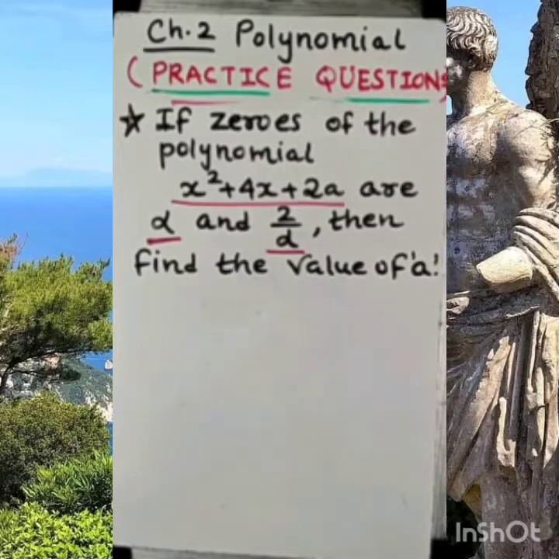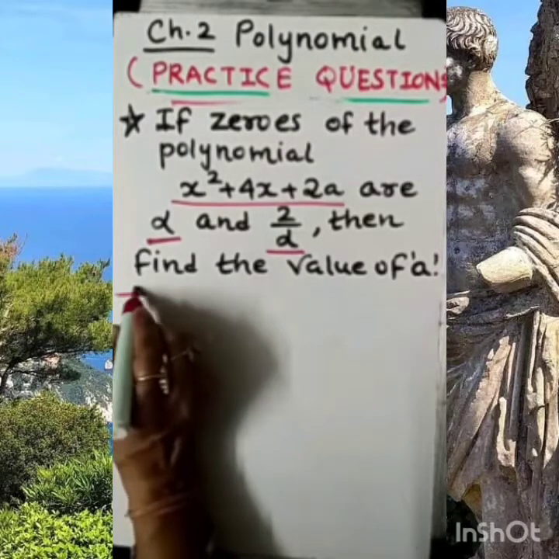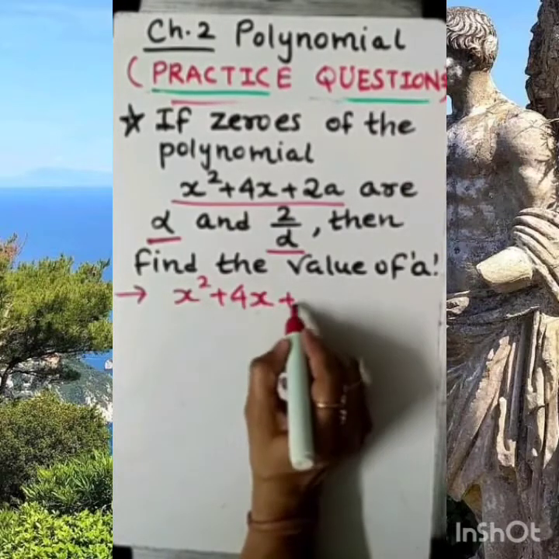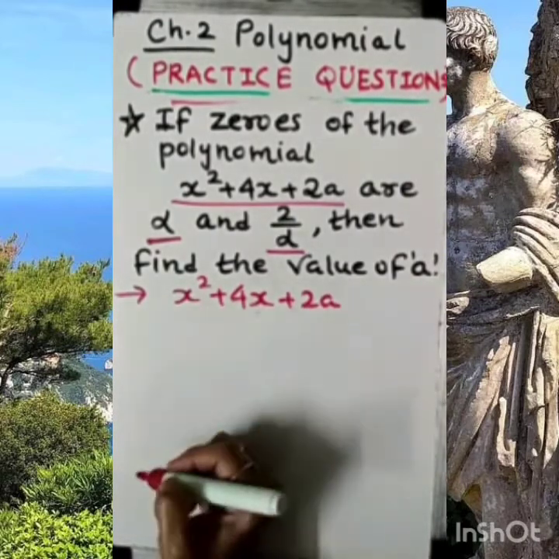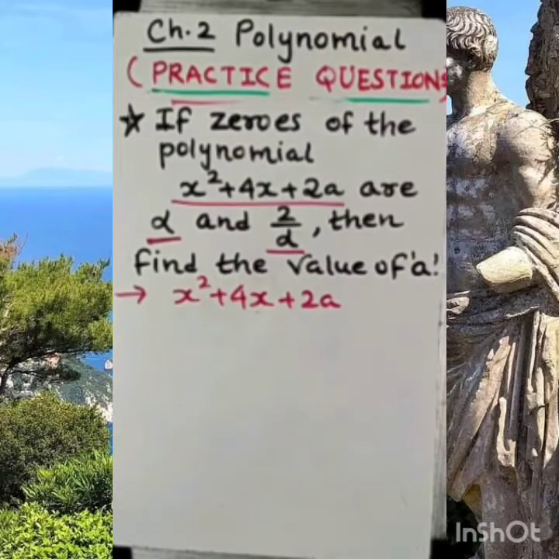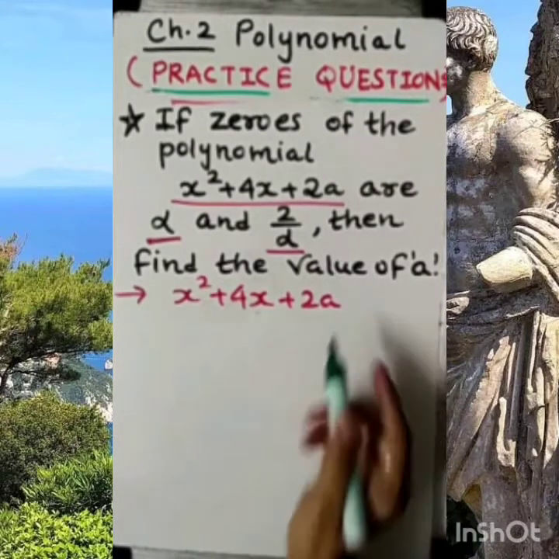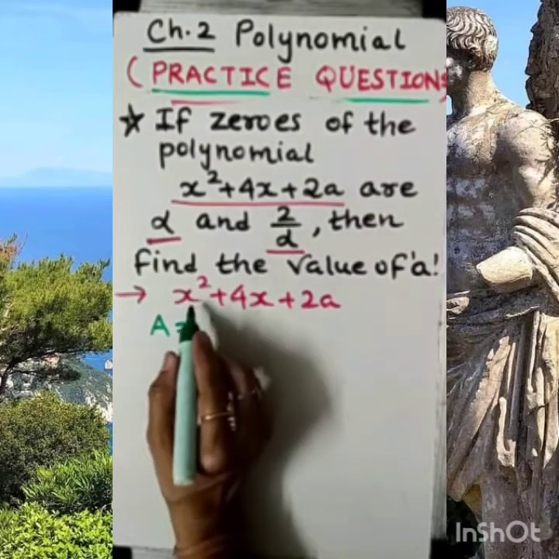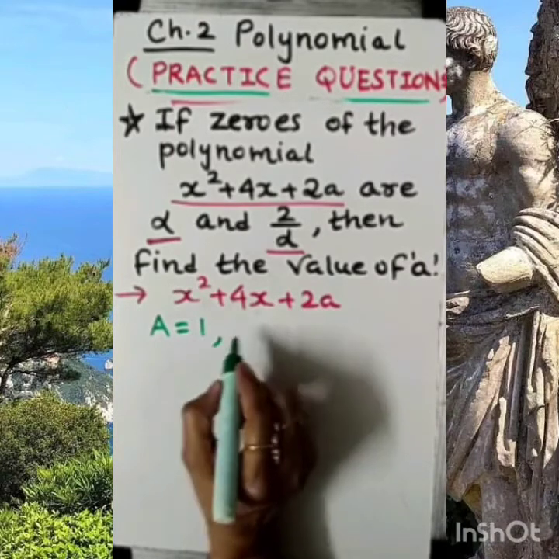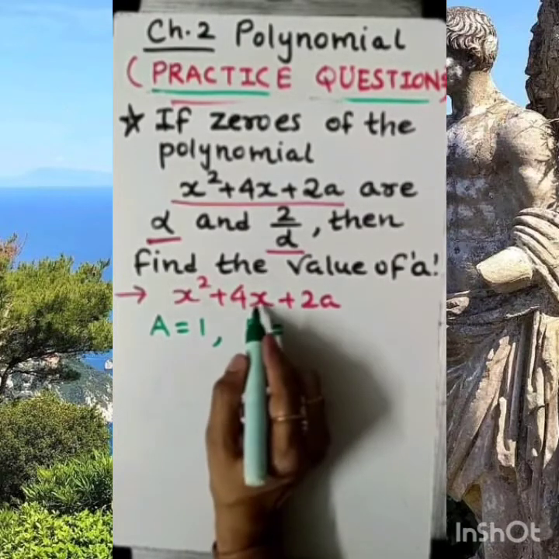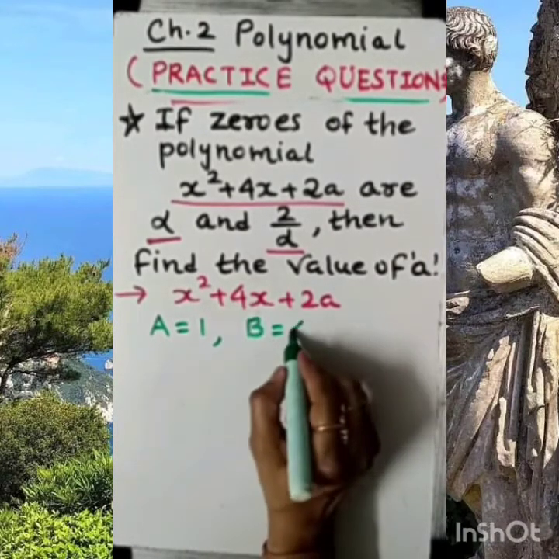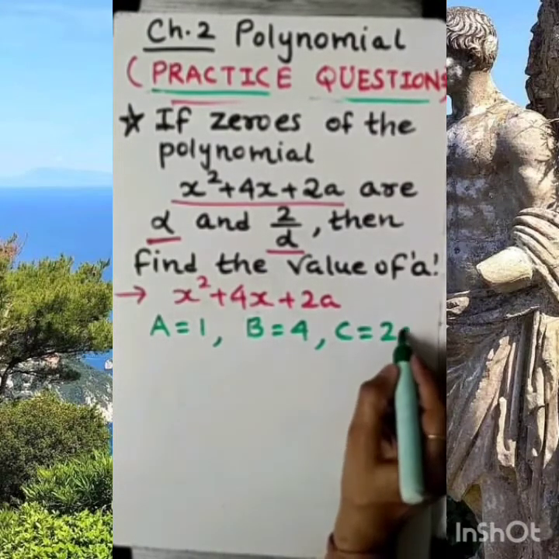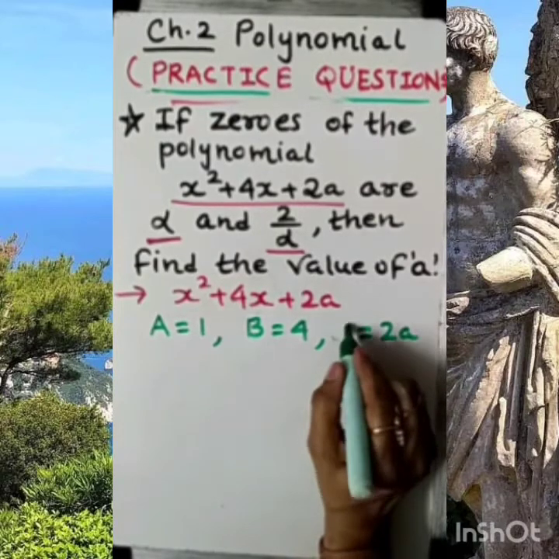So my dear student, first, what is the polynomial? Think about it. x square plus 4x plus 2a. This is the polynomial. Now as you can see here, a is already given, so to avoid any confusion, let's consider capital A as the coefficient of x square, which is 1. Capital B, the coefficient of x, is 4. And capital C, the constant term, is 2a.